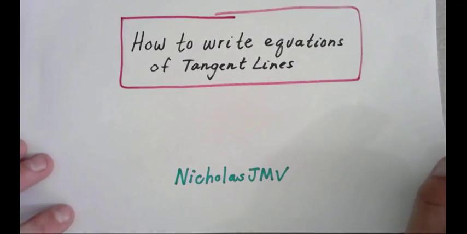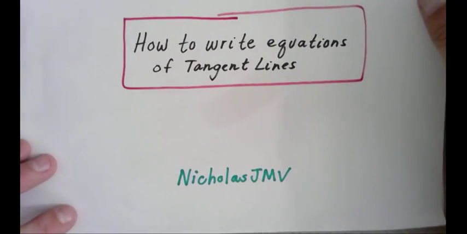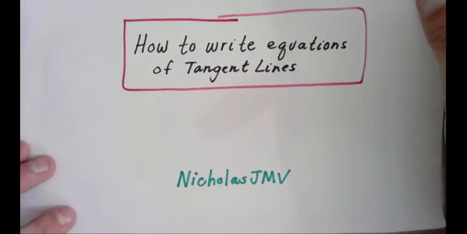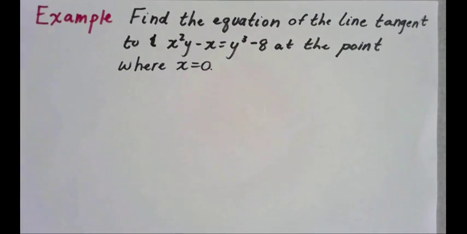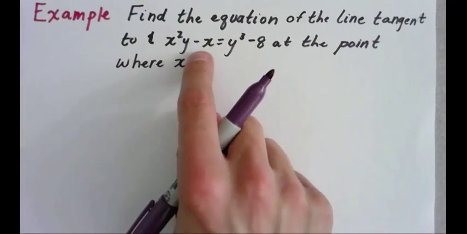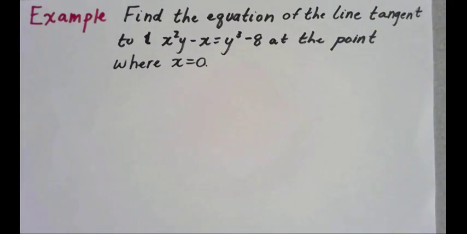This is just one more example using implicit differentiation. If you haven't seen this before, check out my first video on how to write equations of tangent lines. So here is my example. Find the equation of the line tangent to x squared y minus x equals y cubed minus 8 at the point where x equals 0.